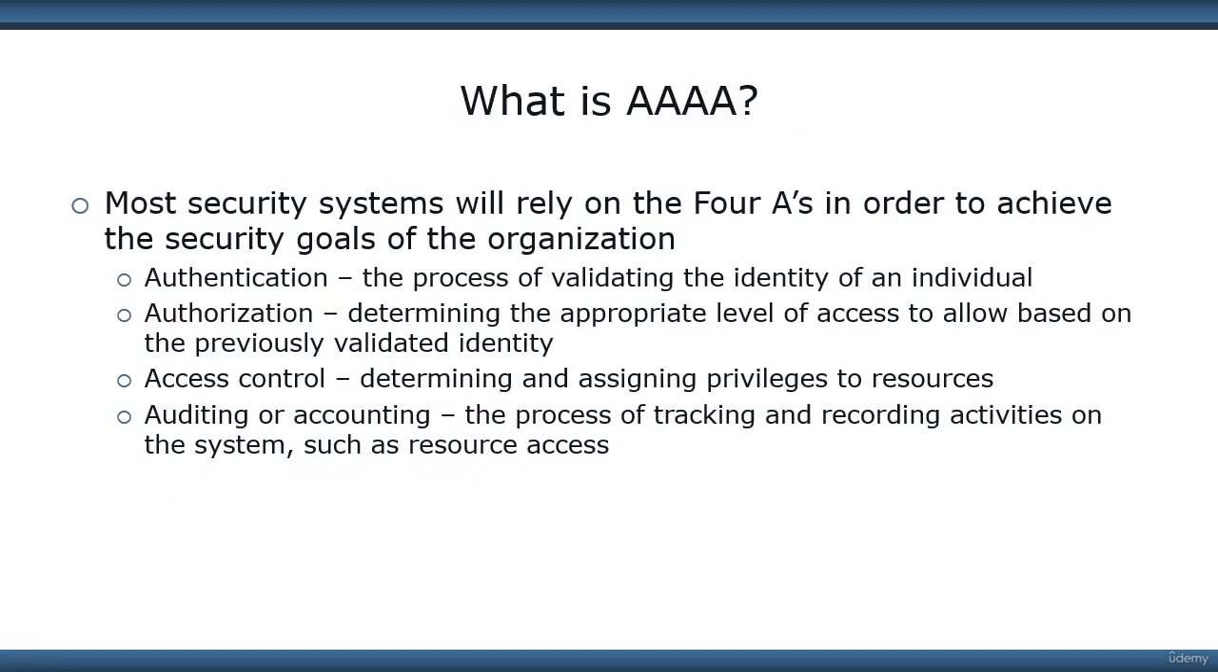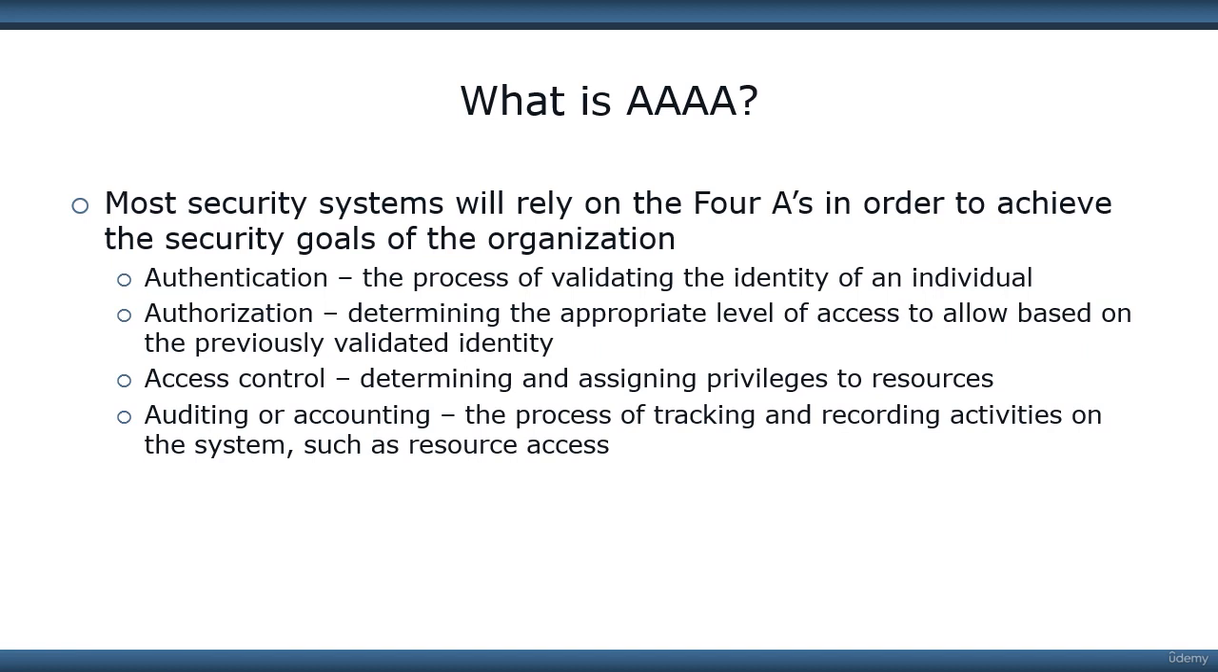I think we've mentioned AAA. They added a fourth A here, and that's what's listed in the objectives, AAAA. Most security systems will rely on the 4 A's in order to achieve the security goals of the organization. So authentication is the process of validating the identity of an individual, usually through a username and a password, but it could include additional factors. We need to identify who you are so that we can determine whether you're authorized to access resources. Okay, authorization is determining what level of access you're going to have based on that previously validated identity.